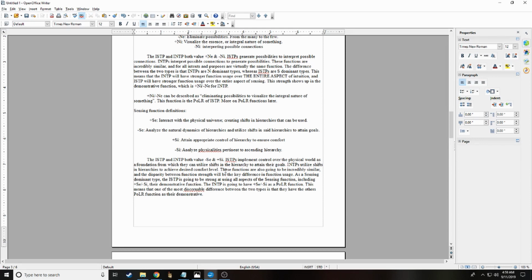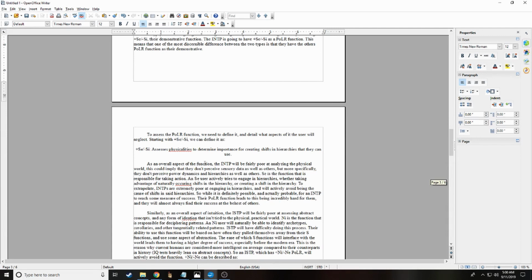So going with that basis, these functions are also going to be incredibly similar, and the disparity between function strength will be the key difference in function usage. So that is to say that the sensing user is going to be a lot better at using all of these things. As a sensing dominant type, the ISTP is going to be strong at using all aspects of the sensing function, including positive SE and negative SI, which is their demonstrative function. The INTP is going to have positive SE and negative SI as a polar function. This means that one of the most discernible differences between the two types is that they have the other's polar function as their demonstrative.